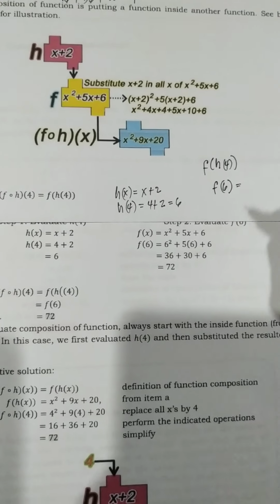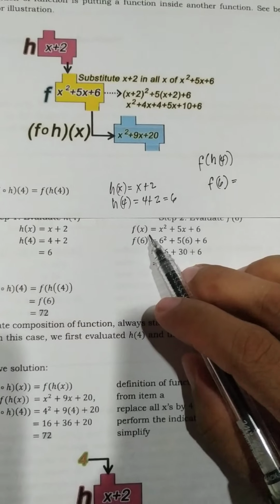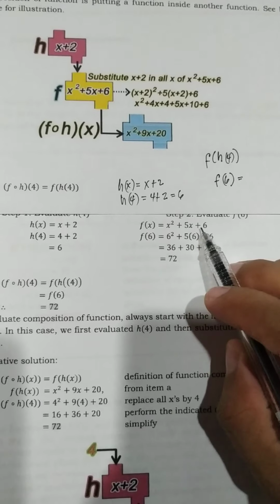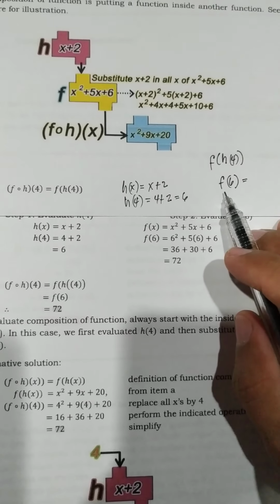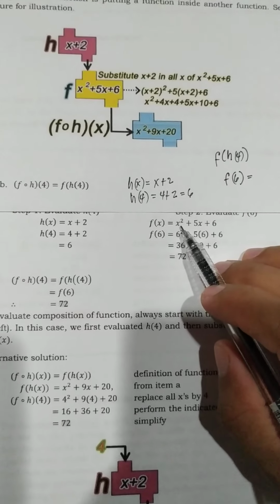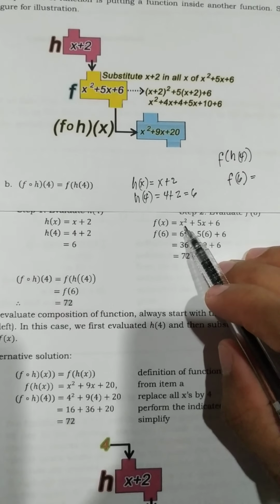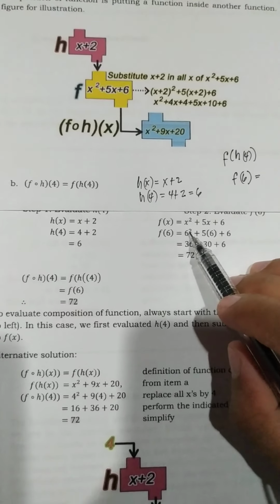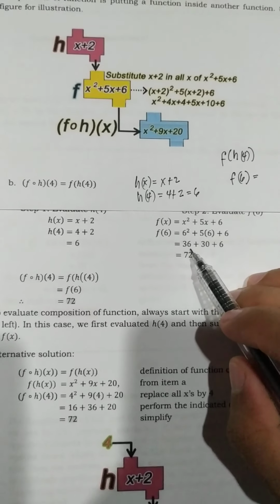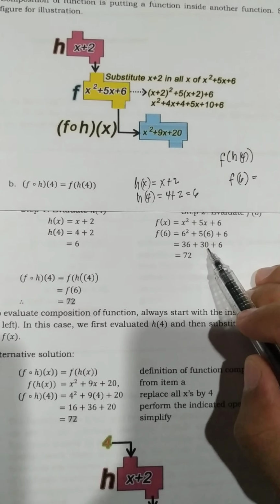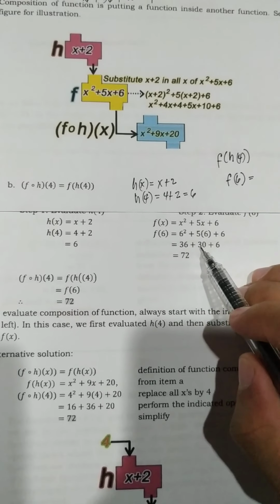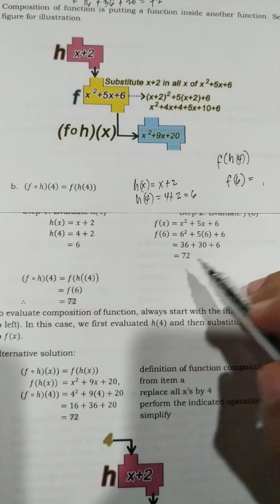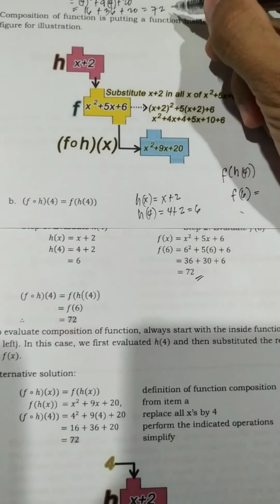And then f of x is equivalent to x squared plus 5x plus 6. So to get f of 6, every x here will be replaced by 6. So you have here x replaced by 6. Therefore we have 6 squared, so that is 36. 5 times 6, that is 30. Then we have 6. So 36 plus 30, that is 66, plus 6, this is equal to 72. So it is the same as our answer here.